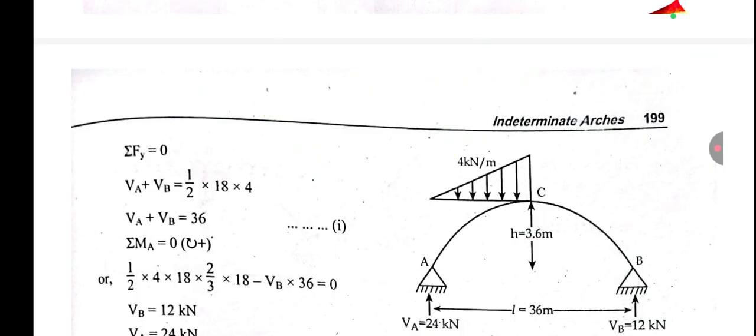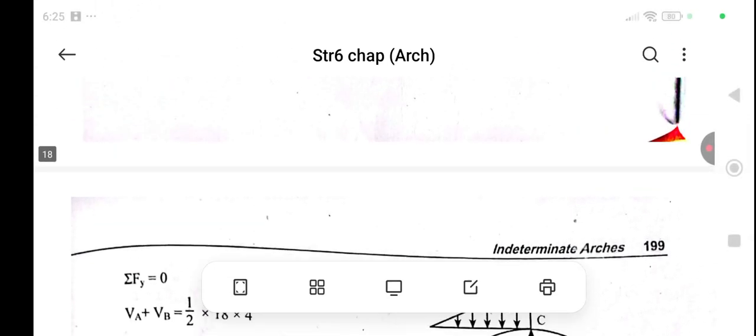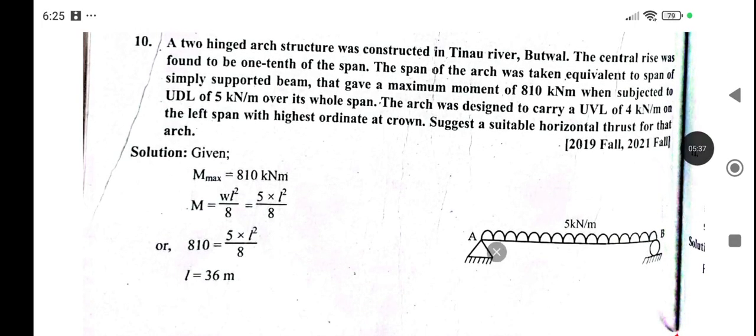Now you can see here, if you draw the question, another part is also given in the question, so let's read it first.